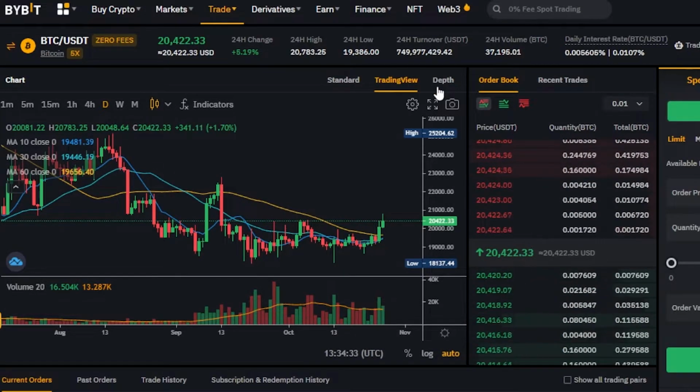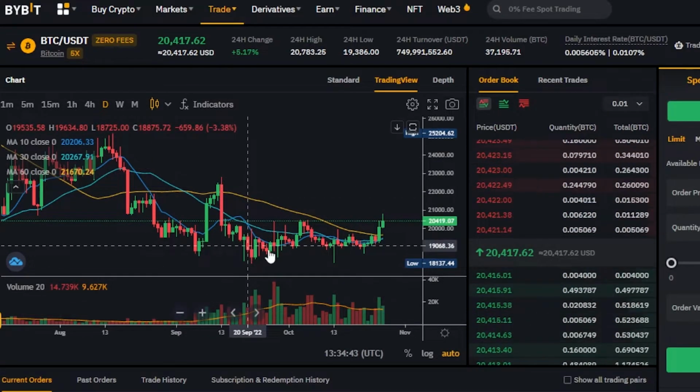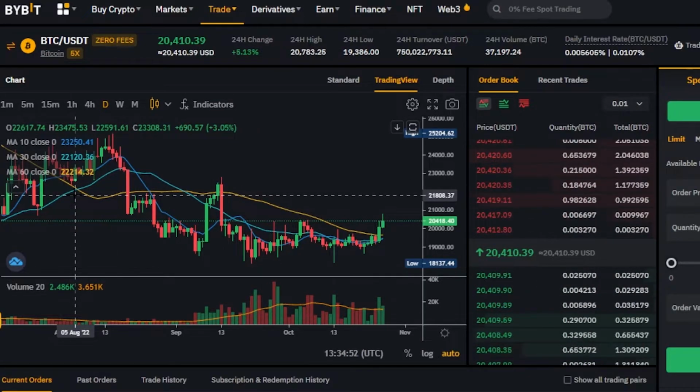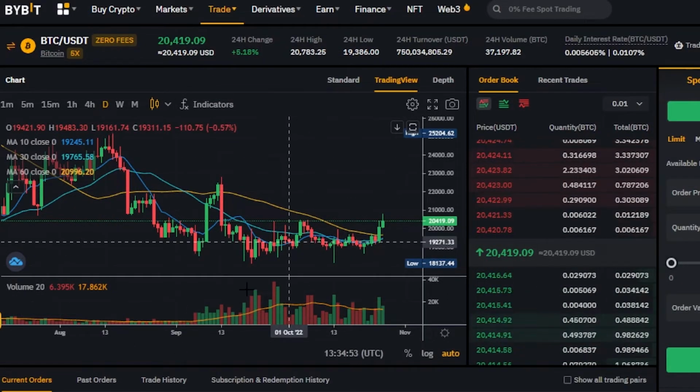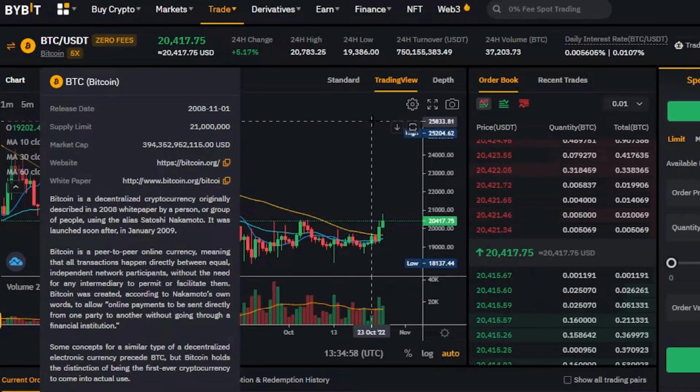We also have a depth view available. At the bottom, we have log and auto options. This is going to be the candle graph right here, and I will be able to check the highest and the lowest right here. With each point, we are getting the highest price, the lowest price, and the change. So this is the chart. If you know how to read a chart, you can just select and keep track of the coin that you have selected.